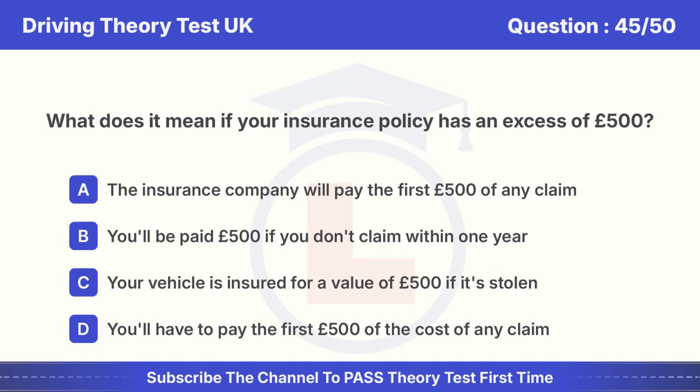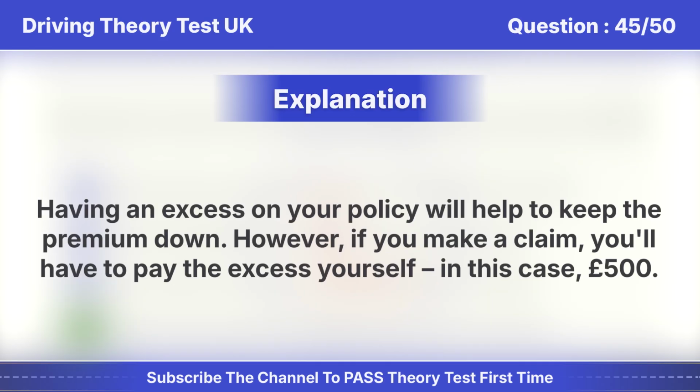Question 45. What does it mean if your insurance policy has an excess of £500? Answer is D. You'll have to pay the first £500 of the cost of any claim. Having an excess on your policy will help to keep the premium down. However, if you make a claim, you'll have to pay the excess yourself, in this case, £500.